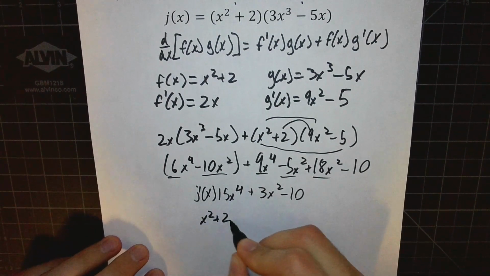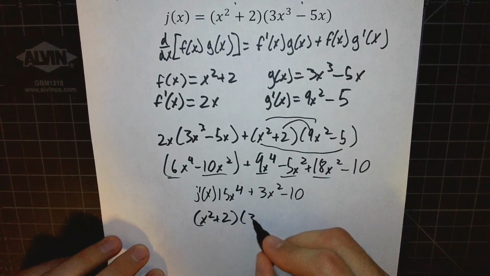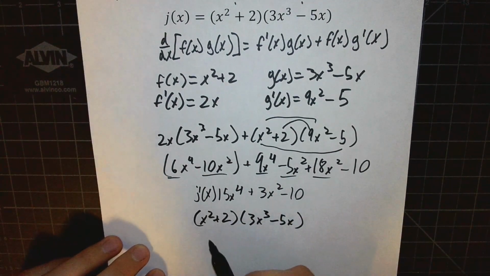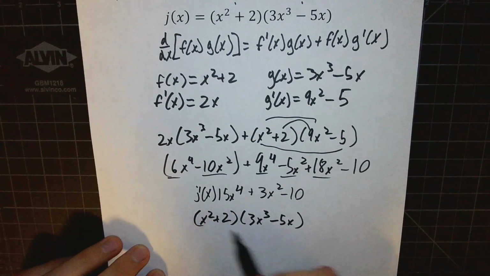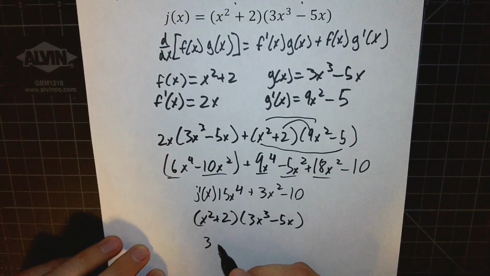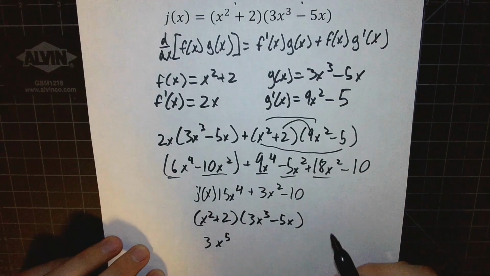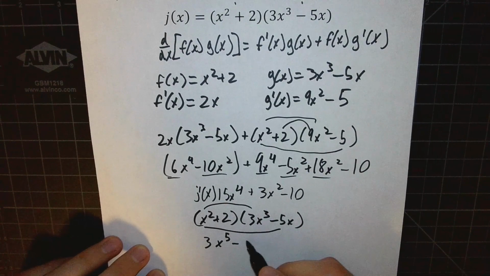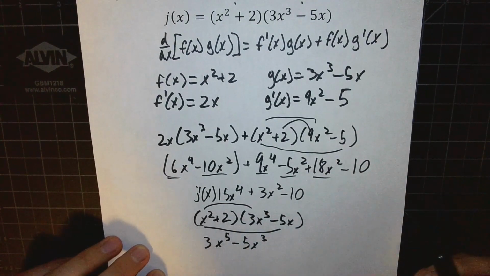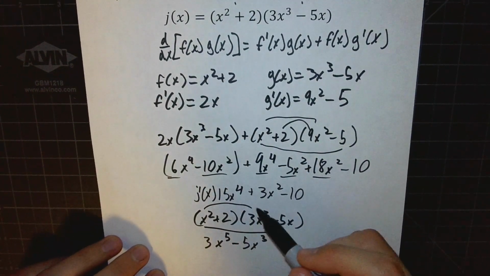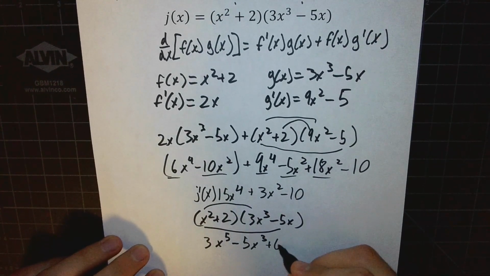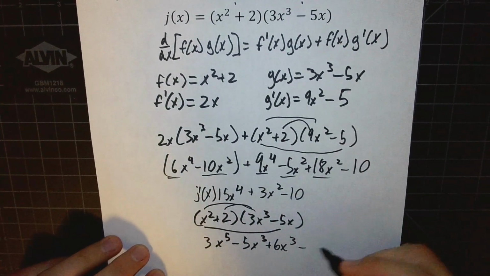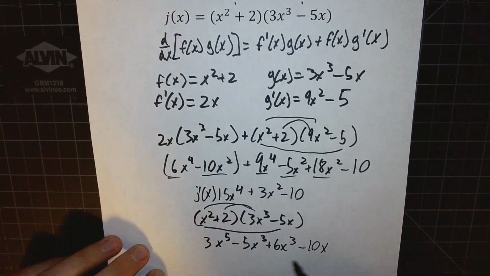x squared plus 2 times 3x cubed minus 5x, and we will FOIL here. So our first terms, this will be 3x to the fifth. Our outer terms, this will be minus 5x cubed. Our inner terms, this will be plus 6x cubed. And then our last terms, minus 10x. We'll combine these like terms.